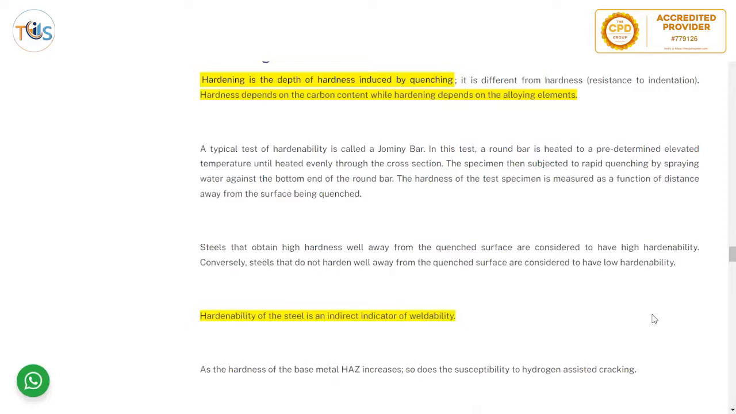In this test, a round bar is heated to a predetermined elevated temperature until heated evenly across the cross-section. The specimen is then subjected to rapid quenching by spraying water against the bottom end of the round bar. The hardness of the test specimen is measured as a function of distance away from the surface being quenched. Steel that obtains high hardness well away from the quenched surface is considered to have high hardenability. Conversely, steel that does not harden well away from the quenched surface is considered to have low hardenability.